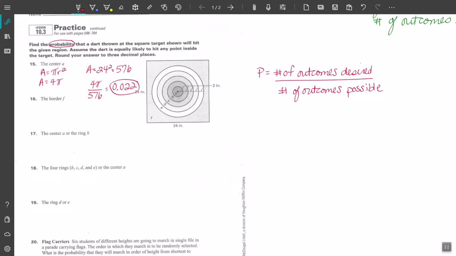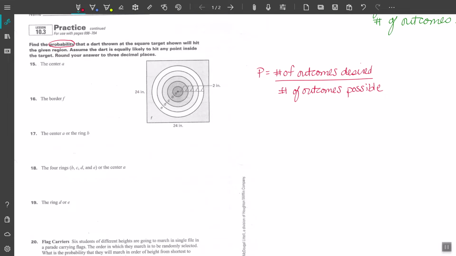Number 16 now, we want just the border. So we're talking about just the F border, not the circle at all. So if we're talking about our number of outcomes desired, what we're looking for then is just this area right in here. So the way to find that is we want to disregard the circle in here, the area of the entire circle part of the dartboard. So if we take that total, the 576, and we subtract out the area of the center circles, then we're going to get the area of just the border, which is the outcome desired. That will be our numerator.